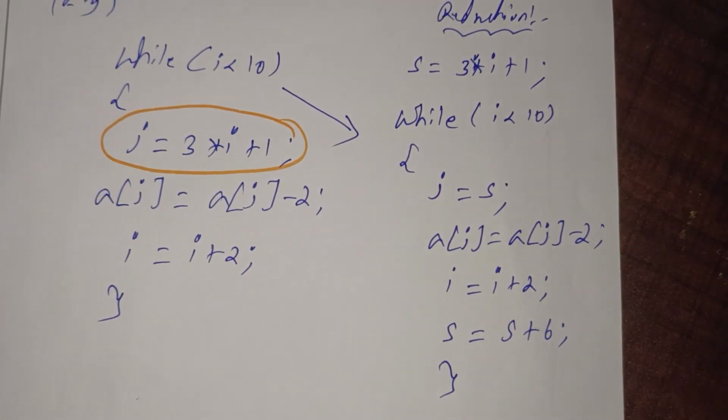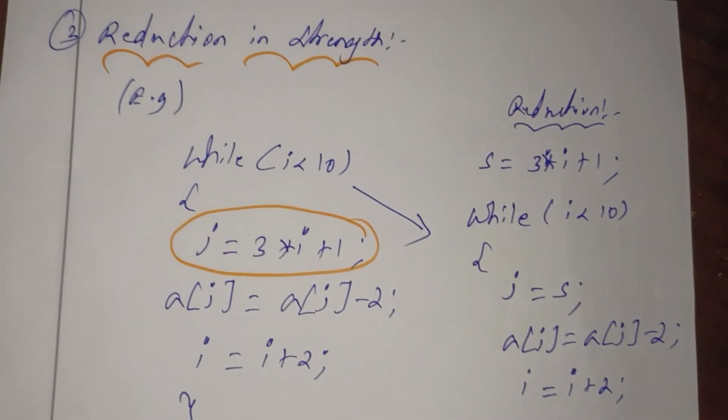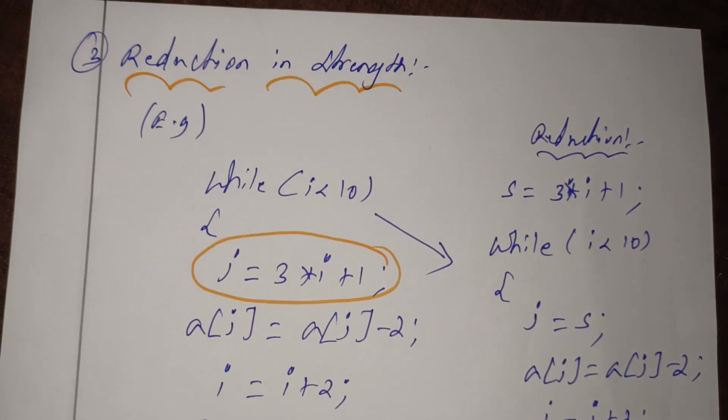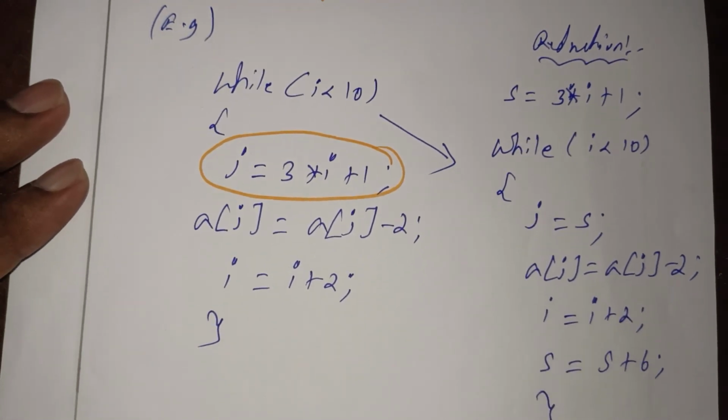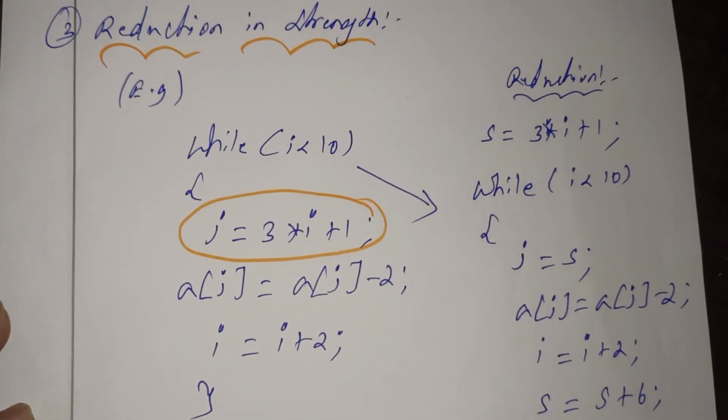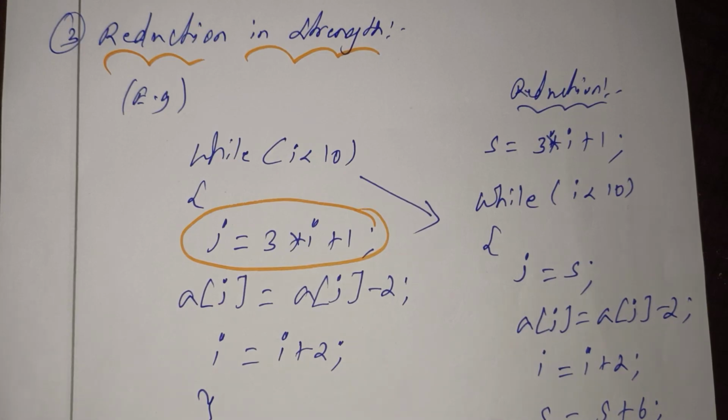So this is how the performance of the optimization can be improved based on n number of strengths, n number of reduction processes. So this is all about loop optimization, where we covered the three basic examples, along with the code elimination process. Thank you.